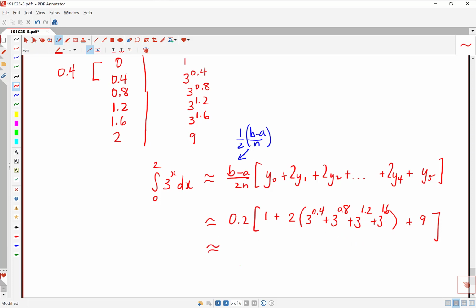Then, plugging into the calculator and remembering that we want our final answer to 2 decimal places comes out to about 7.40. So that is the trapezoidal rule for approximating integrals.